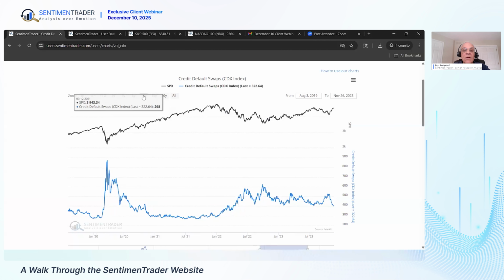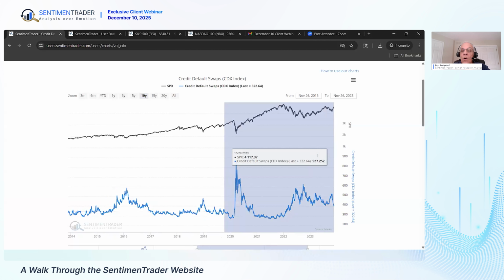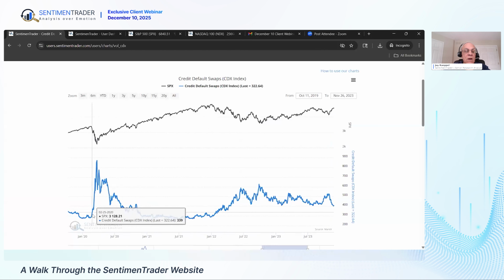And then let's take a look from 2020 on. Right as the COVID thing started happening, this started to shoot up, and you see the market took a huge dive. And then what happened? When this plunged, credit default swaps plunged, it's time to be bullish. 2022, we got a bear market, same kind of action once it starts down.